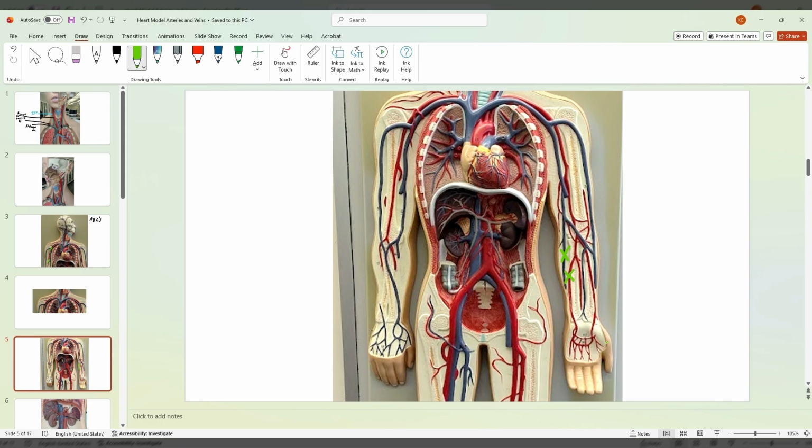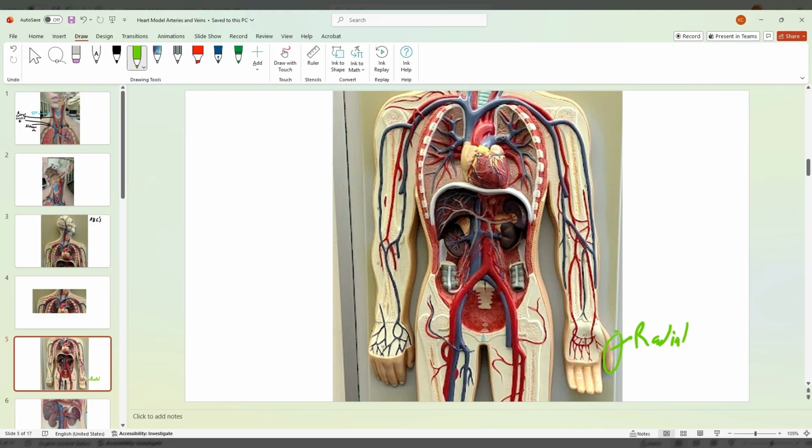Now, how do we know? My rule of thumb is always look for the thumb, ironically. The thumb is always on the radial side. So that means this has to be the radial artery, and the radial vein in blue. This has to be the ulnar artery, and this has to be the ulnar vein in blue.